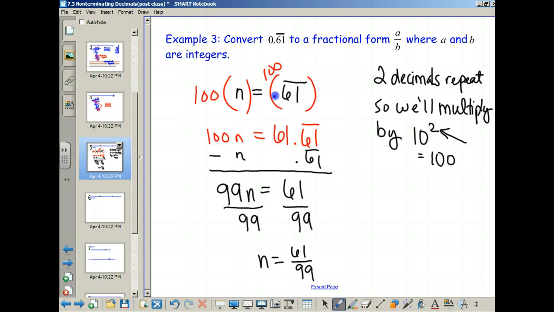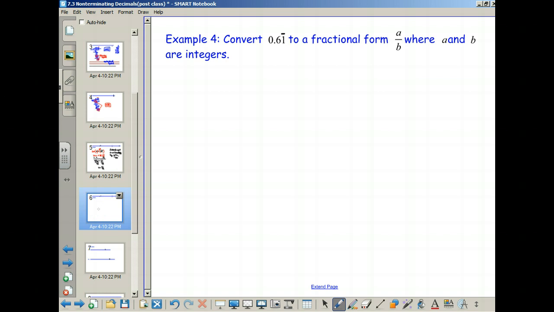So let me show you what happens differently over here. I have a 6, but only the 1 repeats. This is, again, why I want you to be really careful when you're writing these numbers down as you're working. Show me exactly where the repeat bar goes and I don't have to guess. Okay, so I start out the same way. N equals 0.61, but only the 1 repeats.